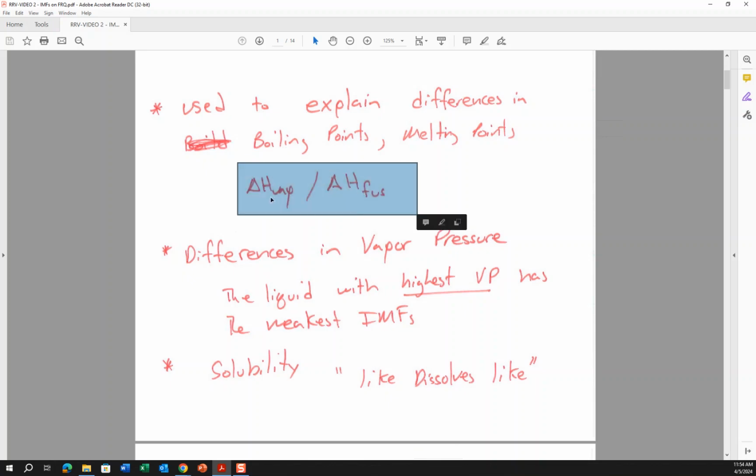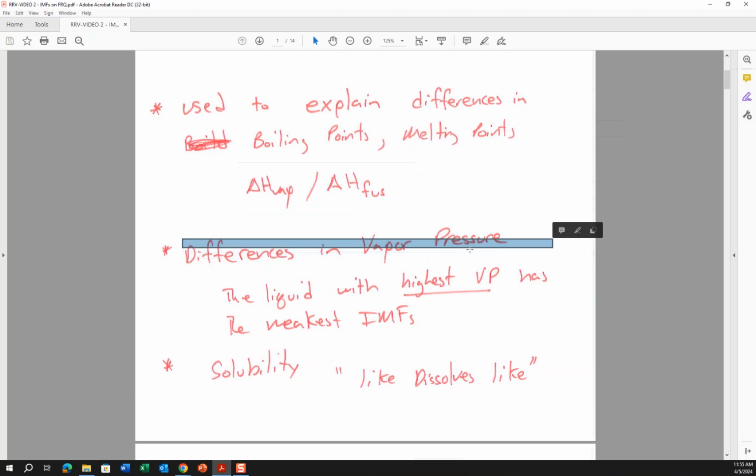Like, why does it take more energy to vaporize this compound compared to that compound? Or why does it take more energy to melt this compound than that compound? And whenever you're talking about why it takes more energy to melt or have a phase change, it's usually about the IMFs. The other time it shows up is when you're talking about the differences in vapor pressure between liquids.